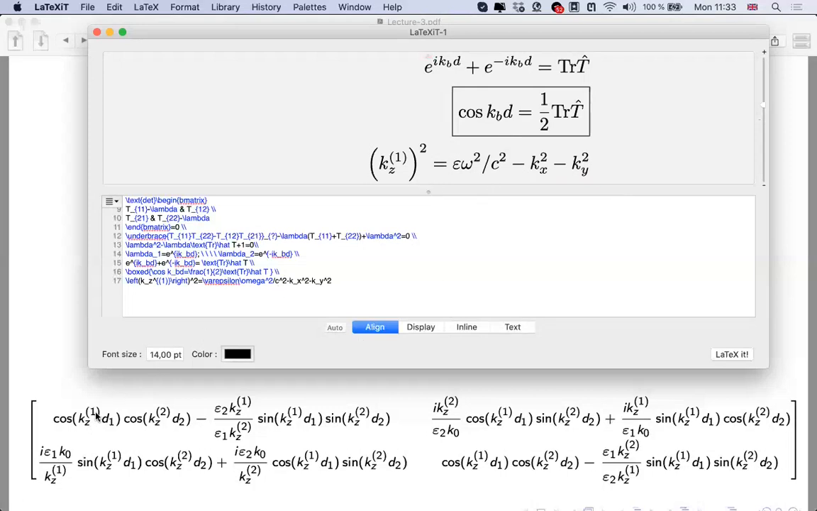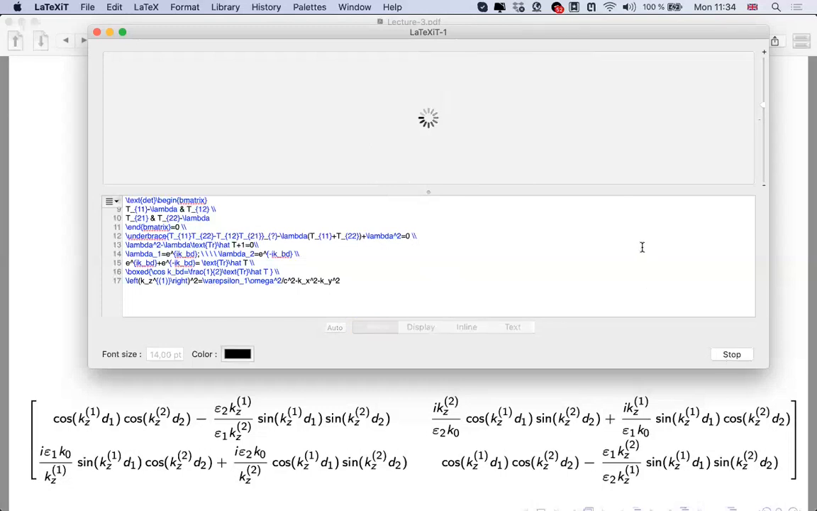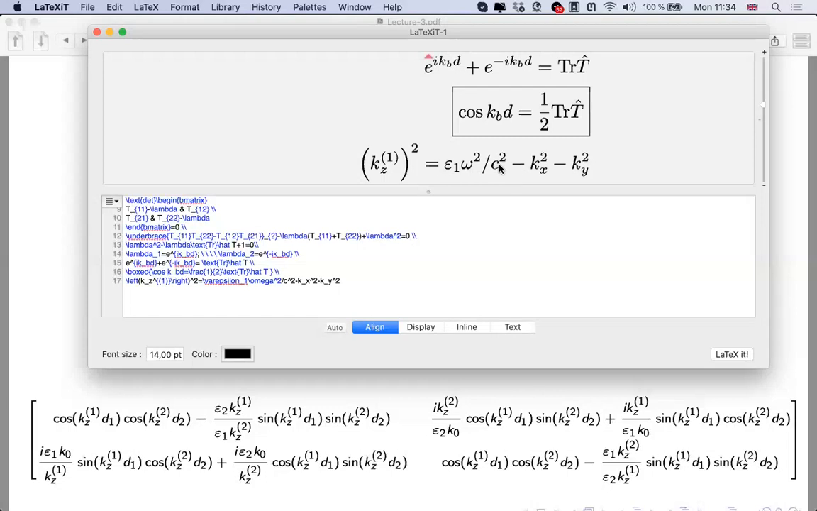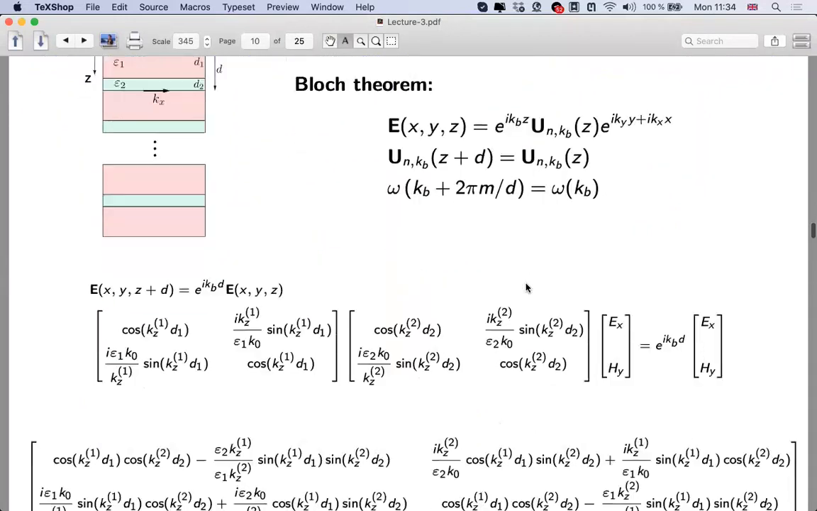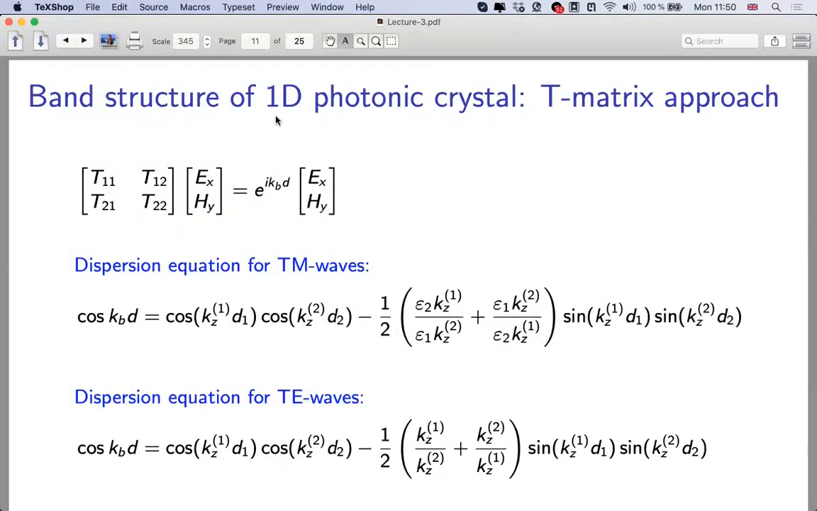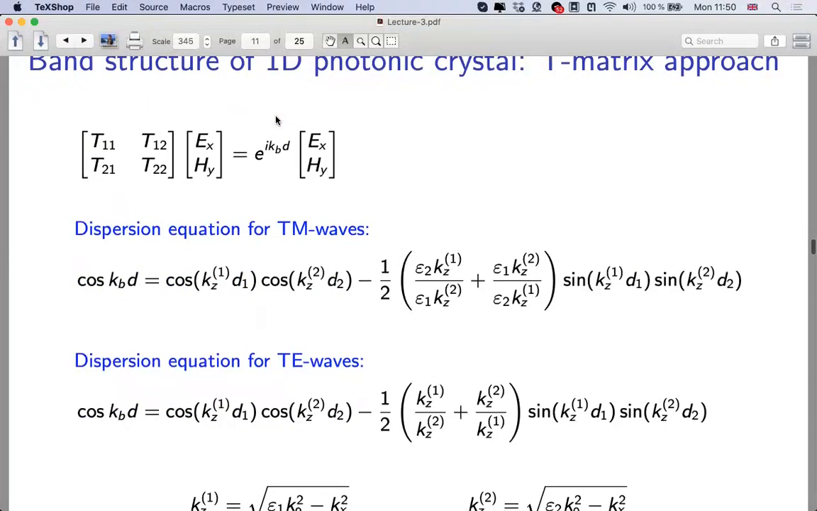Here in the T matrix, I have kz1. What is kz1? kz1 squared is epsilon in the layer number one. So let me write epsilon one here. It's epsilon one omega squared over c squared minus kx squared minus ky squared. Okay, so inside kz we have omega, kx, ky. It means that in this equation, I have omega, kx, ky, K_B. This is exactly the dispersion equation, yeah? So from this equation, I can find the values of K_B, ky, kx, and omega in order to have this non-trivial solution. So this is exactly the dispersion equation.